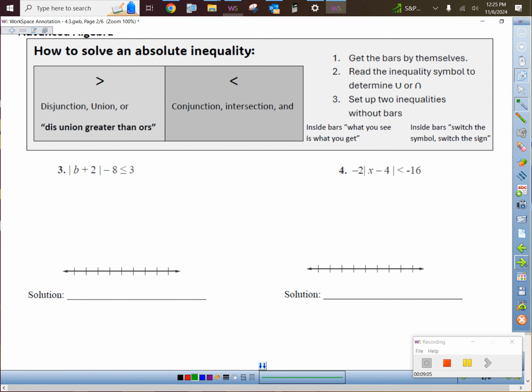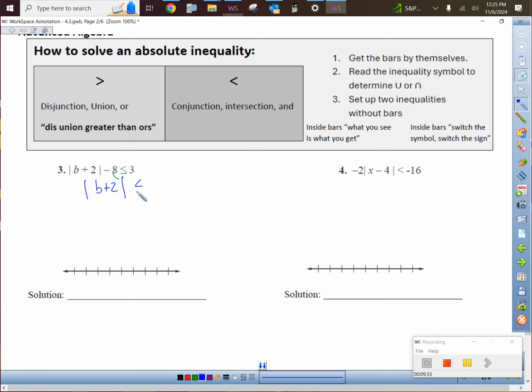So let's try again. Stage 0. Is this absolute value? Because if you do this on every question on the test, that is danger zone. Is this absolute value? Yes or no? Yes. Are the bars by themselves? Nope. What's my first move? I would like to get rid of this -8, so guess what I need to do? Add 8.